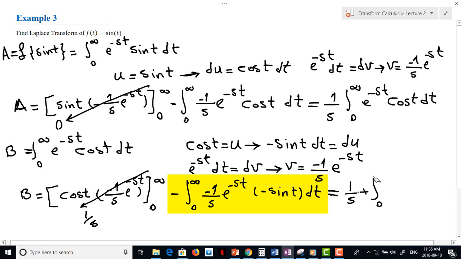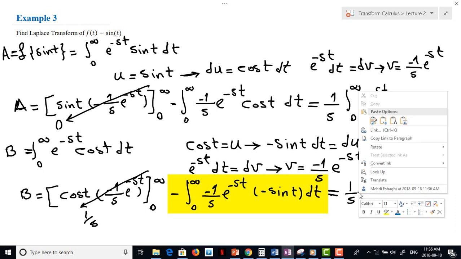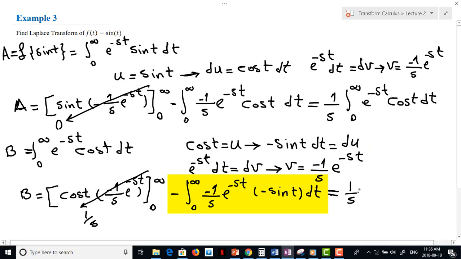So let me write it, plus 1 over s, the integral from 0 to infinity, e to the power of minus st sine t dt. To be honest, it's very difficult to work with these pens, and so I'm a beginner.